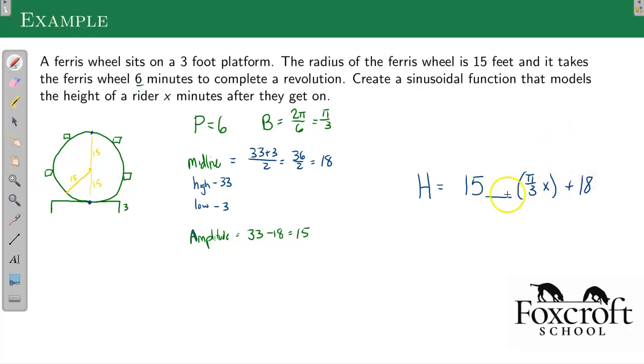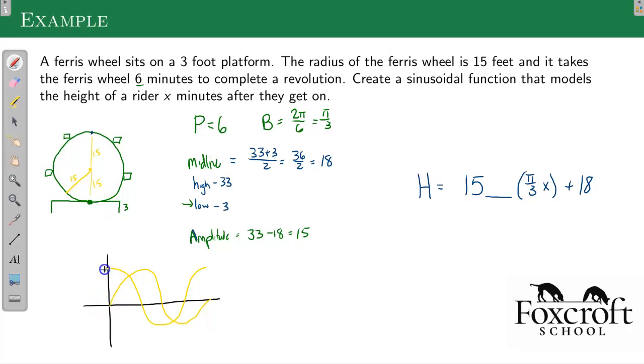All right, so now we need to figure out, is sine or cosine more appropriate? When we're looking at this scenario, it's x minutes after they get on. So we're actually starting here at the lowest value. Which one's going to be the right expression? We have cosine, which starts at the top and goes down. We have sine that starts in the middle and goes up like that. Neither one of these starts at the lowest value.